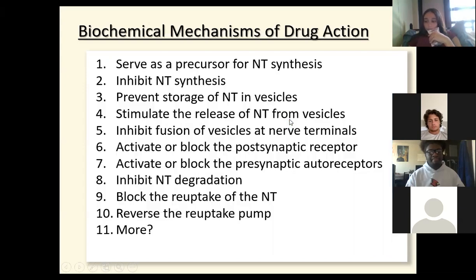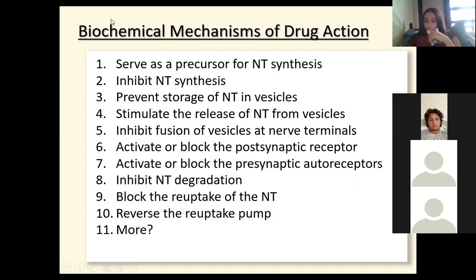Okay, so I've summed this up on the next page. What can a drug do in a synapse to affect synaptic transmission? The last thing I said is the first thing here, serve as a precursor for neurotransmitter synthesis. So there's a drug, L-DOPA, which people with Parkinson's take because it gets into your brain and then it gets converted into dopamine, increases dopamine release and blocks some of their symptoms.